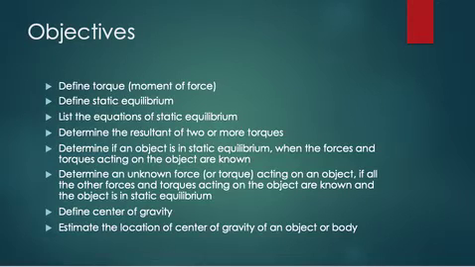The objectives of this chapter are to define torque, define static equilibrium, list the equations of static equilibrium, determine the resultant of two or more torques, determine if an object is in static equilibrium when the forces and torques acting on the object are known, determine an unknown force acting on an object if all the other forces and torques acting on the object are known and the object is in static equilibrium, define center of gravity, and estimate the location of center of gravity of an object or body.